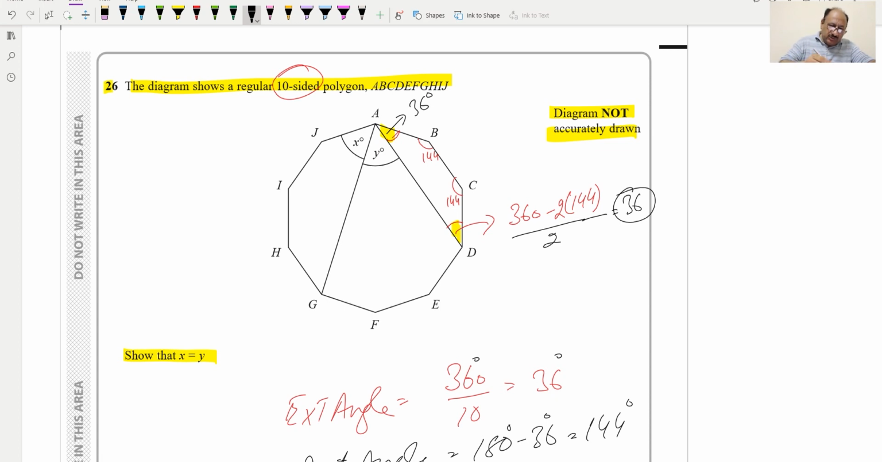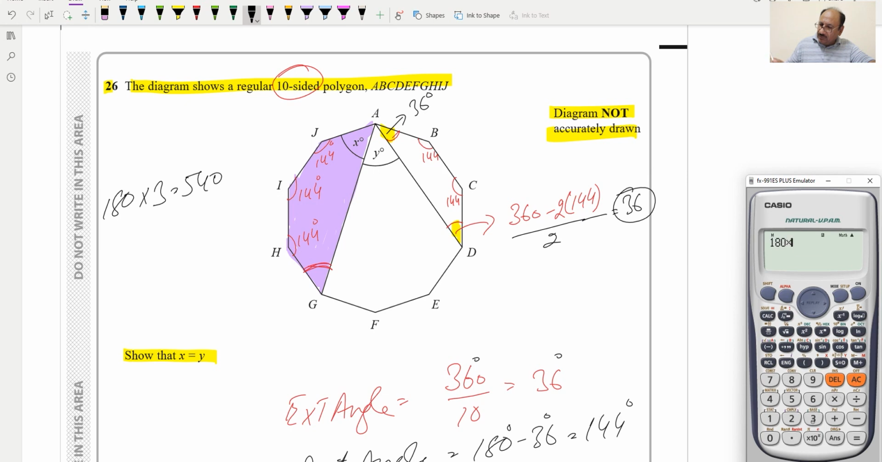Now we can similarly figure out this side also. This is 144, 144, and this is also 144 degrees. And now we can consider this polygon. Now x will be the same as this angle, so we can find it this way. The polygon's angle sum will be 180 multiplied by 3, because we can make 3 triangles, and this is equal to 540.